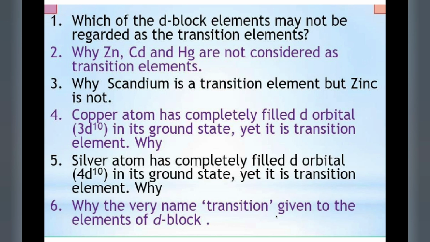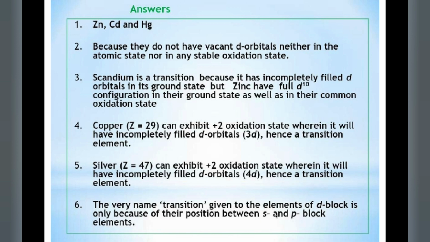The next one is, the silver atom has a completely filled d orbital, that is 4d10, in its ground state. In the ground state silver has a completely filled d orbital, but still it is a transition element. Why? The explanation is, silver's atomic number is 47. Like copper, it shows the +2 oxidation state, wherein it will have incompletely filled 4d orbitals. So it is a transition element.